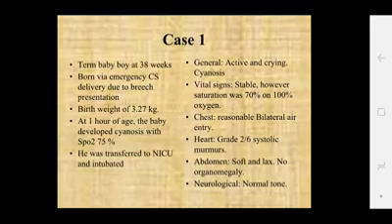This patient was a term baby boy, 33 weeks, born by cesarean section due to breech presentation. His birth weight was 3.27. At the age of 1 hour, the baby developed cyanosis with saturation of 75%. He was transferred to NICU and intubated immediately. Before intubation, he was crying, but he was severely cyanotic. His vital signs were stable, saturation 70% on 100% FiO2.